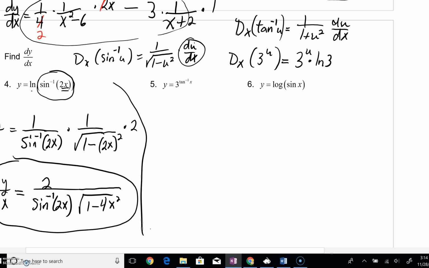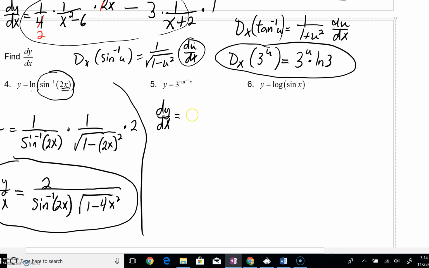So taking a look at number 5, we'll have our dy dx. Of course, we've got 3 raised up to a power, so we're going to apply this right here, the derivative of 3 to a function up there. We'll get 3 to the inverse tangent of x times the natural log of 3. But now we're going to have to finish this up. I didn't write this out here. You got to have your du dx. Forgot to jot that down.